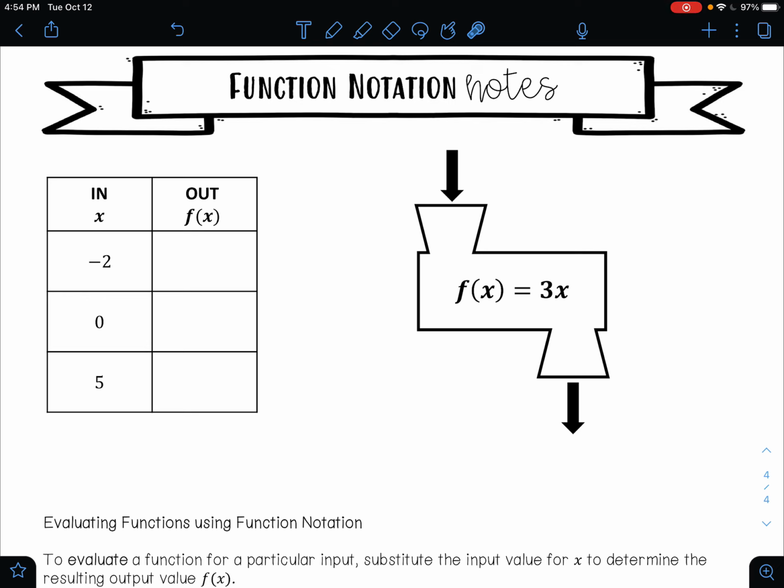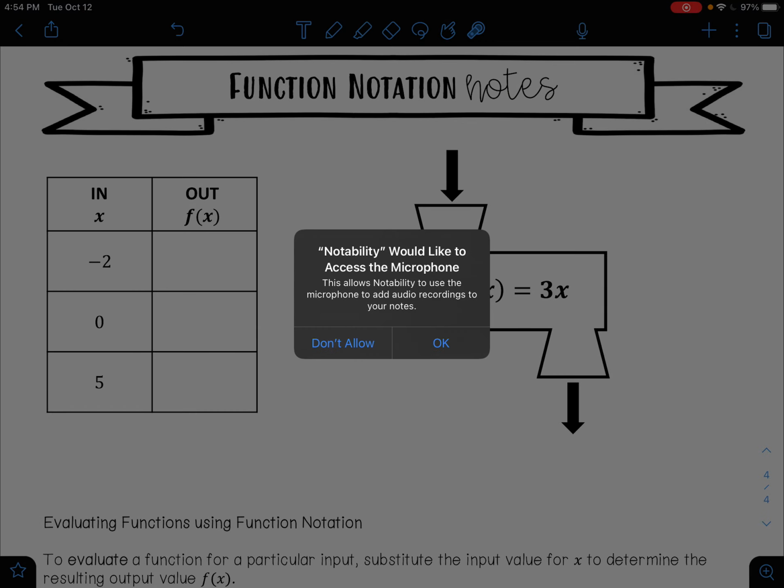So I want you to think about a function like a function machine.